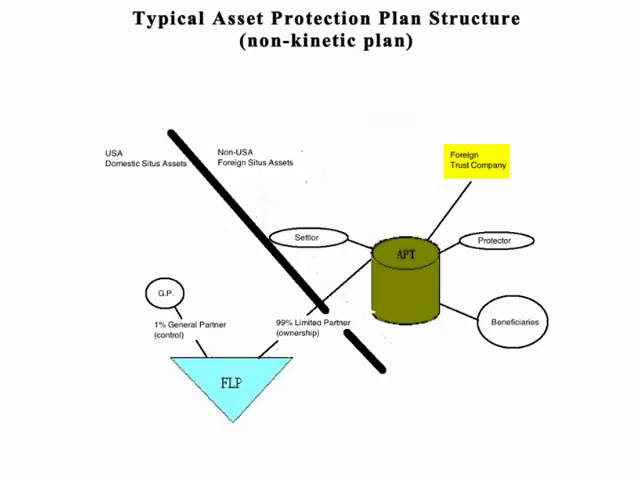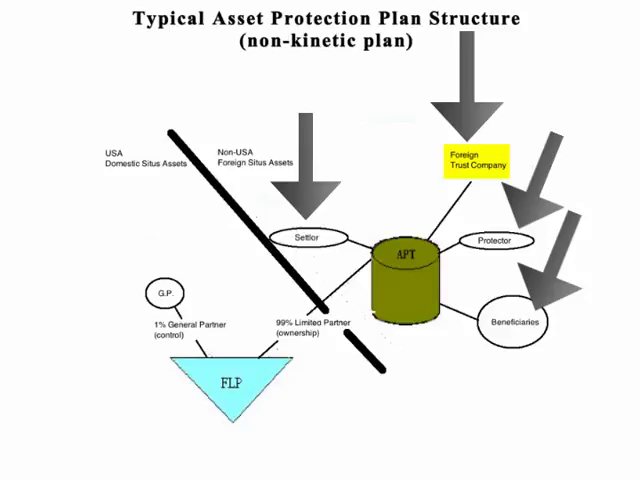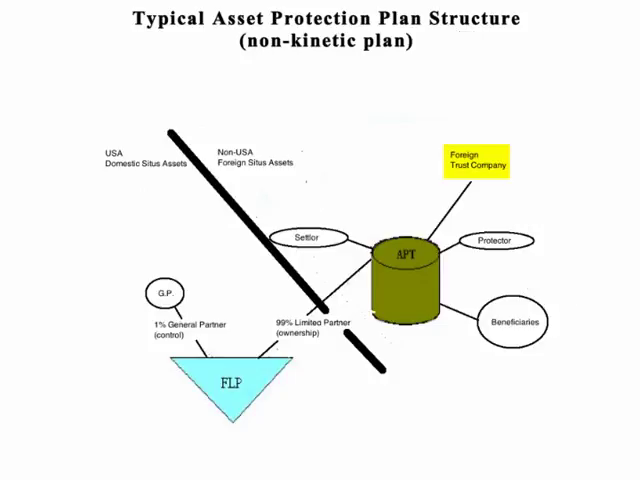Now you saw this diagram in yesterday's class. And again, it has a Settlor, a foreign trust company, a protector, and beneficiaries. You're going to get to know them a little bit better by the end of this short session. This is for a non-kinetic plan. This is a plan in which we do not have a U.S. trustee. This is a plan where the typical Settlor/U.S. trustee, they're usually the same person, is not kept in control.